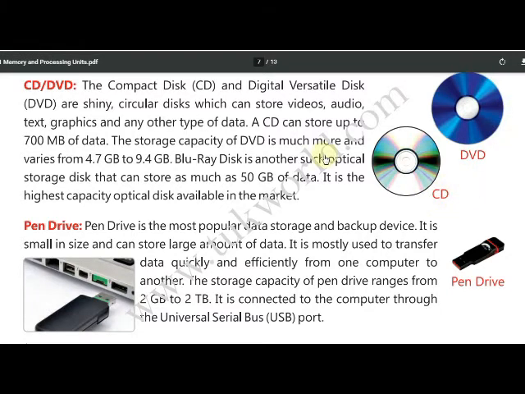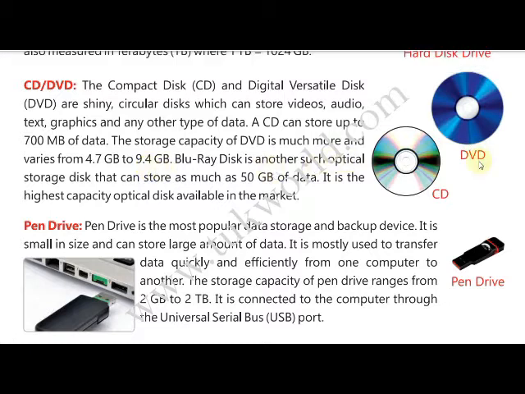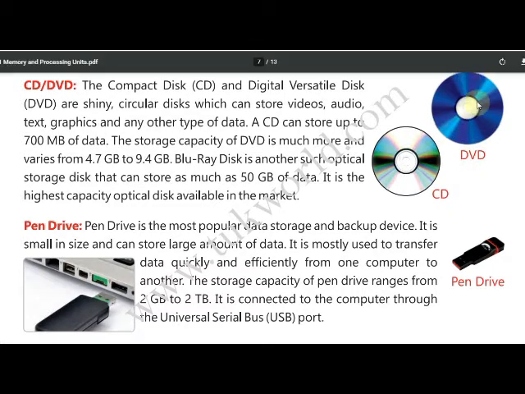CD stands for compact disc. Okay, and nowadays instead of CD, DVD is used mostly. Why? Because CD is able to store up to 700 MB. What about DVD? DVD can store 6.5 times more data than a CD, that means near 4.7 GB, and it is able to store up to 9.4 GB. Okay, and what about DVD? DVD stands for digital versatile disc. This is a circular disc.